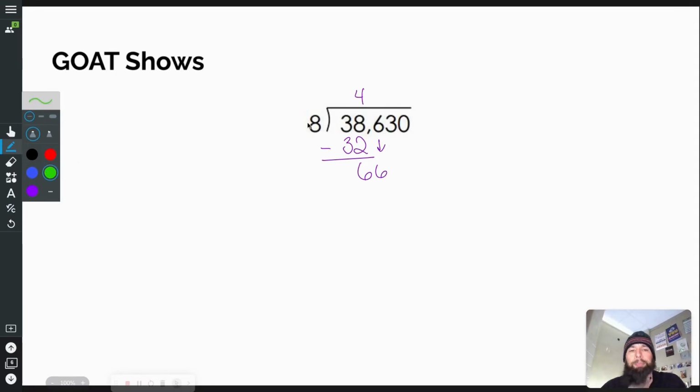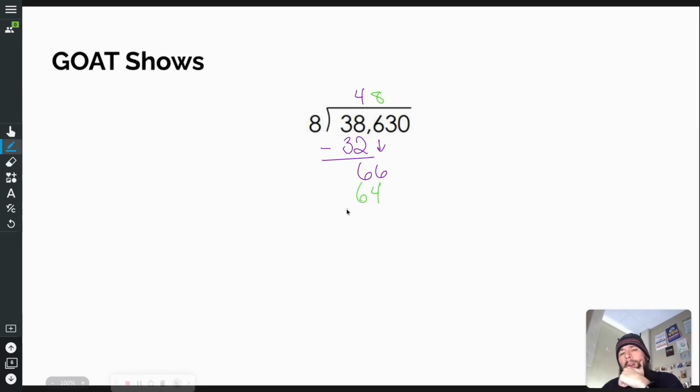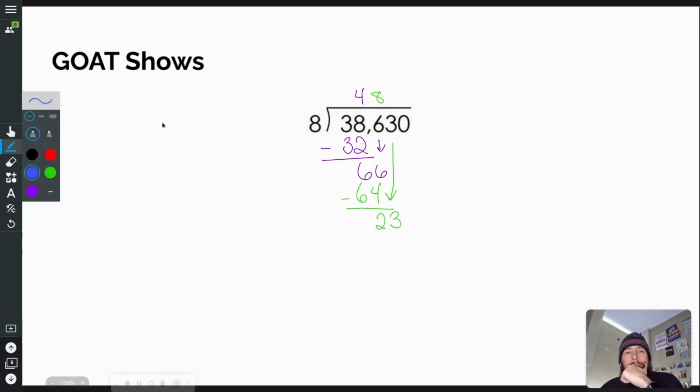Let's get more colors. 8 times what is 66? Well, that doesn't go nicely, but 8 times 8 is 64. So 8 times 8 is 64. Subtract them. 6 minus 4 is 2. 6 minus 6 is nothing. Drop down your 3. And then you repeat. 8 times what is 63? 8 times 3 is 24. That's too high. 8 times 2 is 16, so we'll put a 2 there. 8 times 2 is 16.